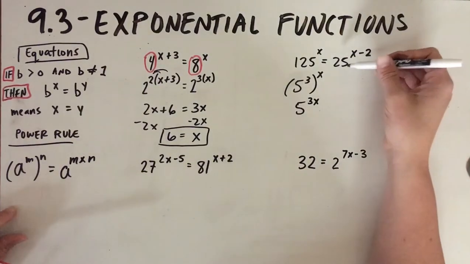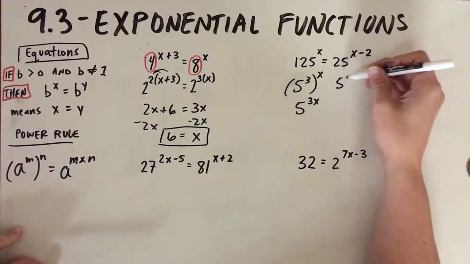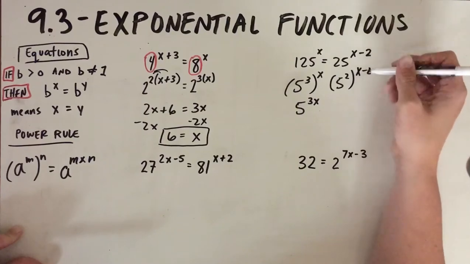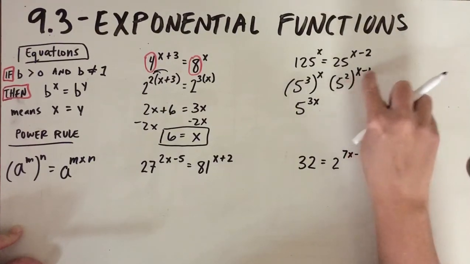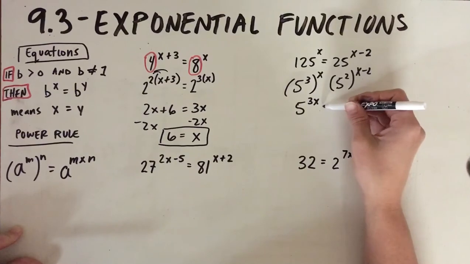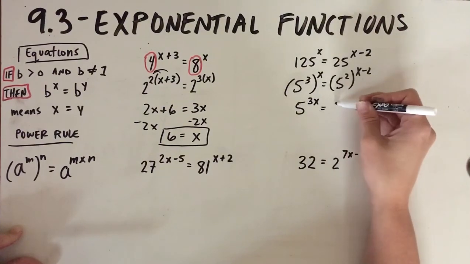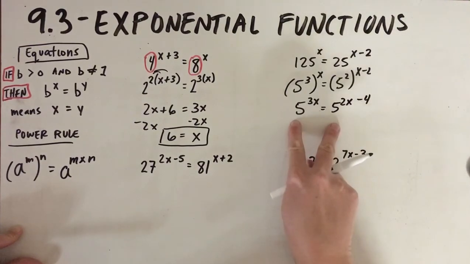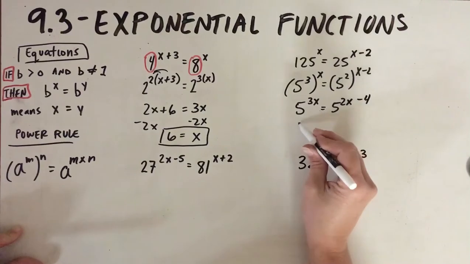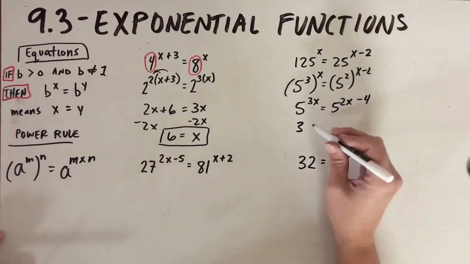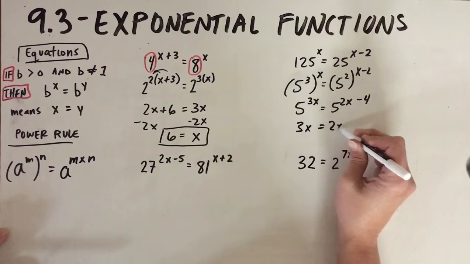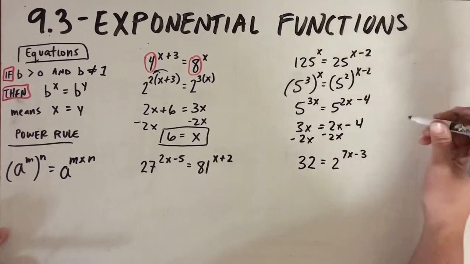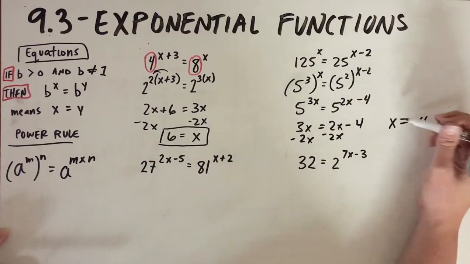So that is why I'm multiplying these exponents. If we write 5 squared, so 25 is the same thing as 5 squared, we're raising that to the x minus 2. Again, this 2 will be multiplied by both of these. So this would be equal to 5 to the 2x minus 4. And when I have the bases the same, then I can cut the bases out and just say these exponents equal one another. So 3x is equal to 2x minus 4. Subtract the 2x, and here we get that x is equal to negative 4.